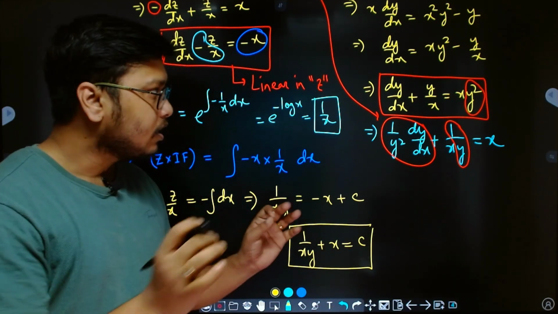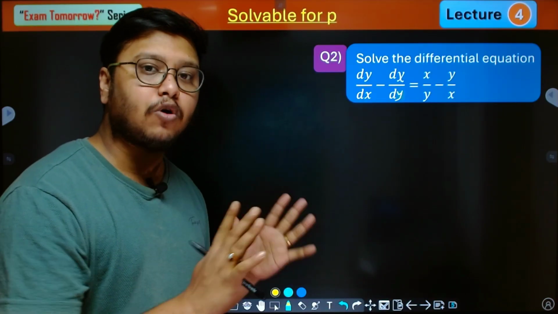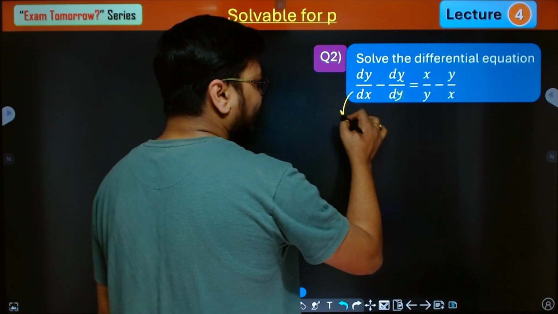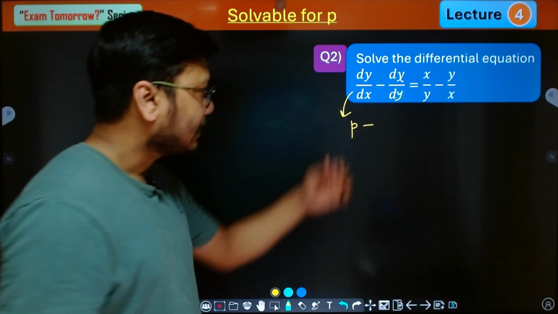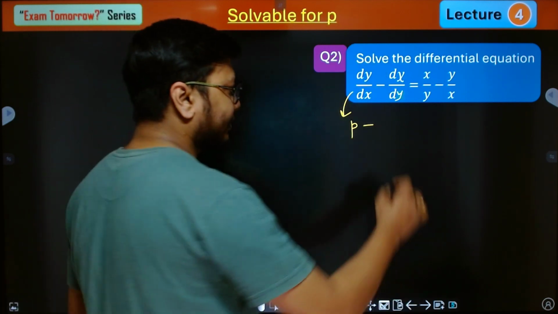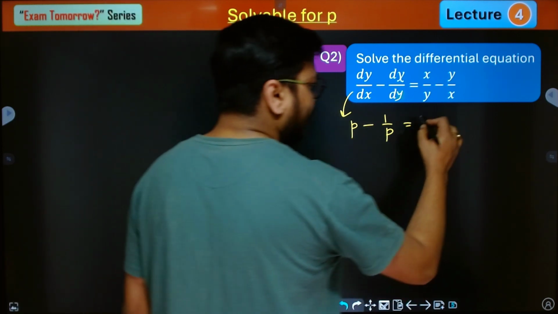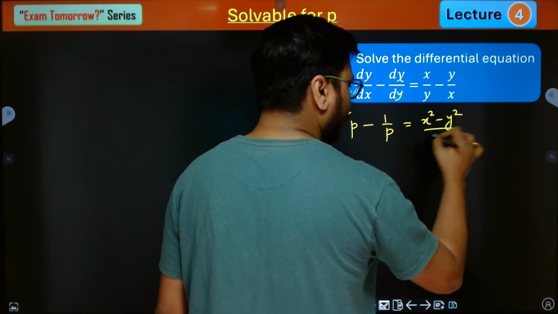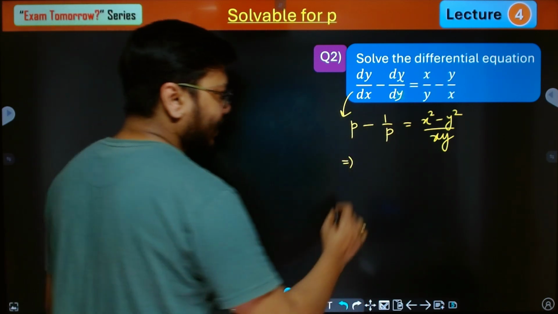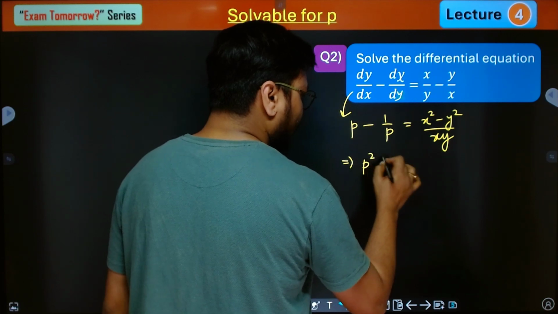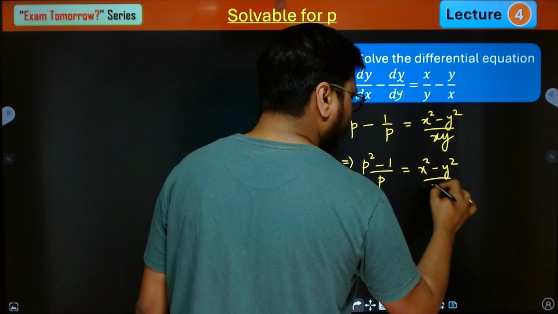Okay. So let's take a look at another question. First of all, you have to figure out whether this is solvable for p, x or y. So to do that, first let's substitute p in place of the derivative dy dx. So we have p minus, this is dx dy, so that means it's reciprocal of p, 1 upon p. If I do LCM on the right side, I would get x square minus y square upon xy, right? So if I do a simplification on the left side as well, I'll have p square minus 1 upon p equals x square minus y square upon xy.